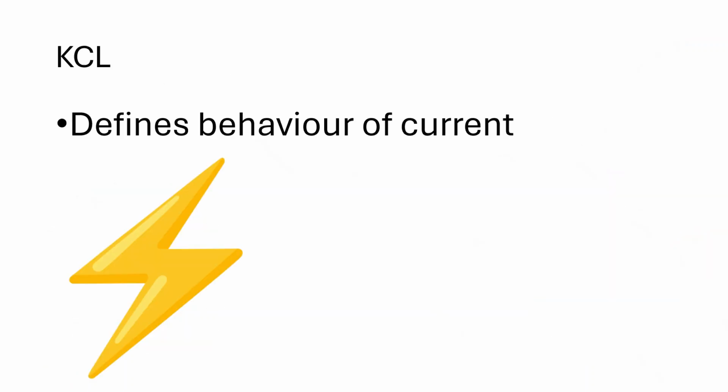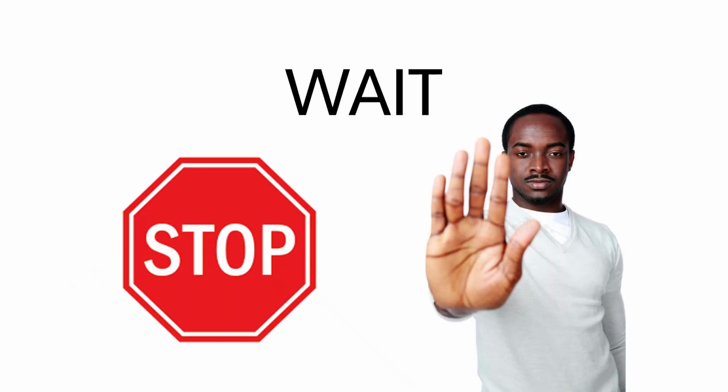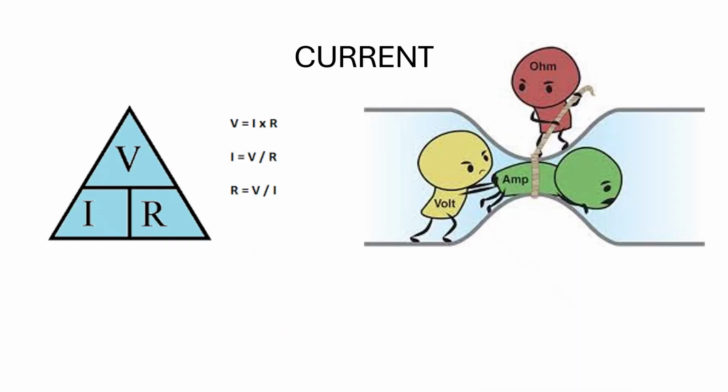What is KCL? Kirchoff's current law, or KCL, defines the behavior of current in AC and DC electrical circuits. Before we get into Kirchoff's current law, we should probably start with some basics of current. Current flows through any closed circuit with voltage and resistance.